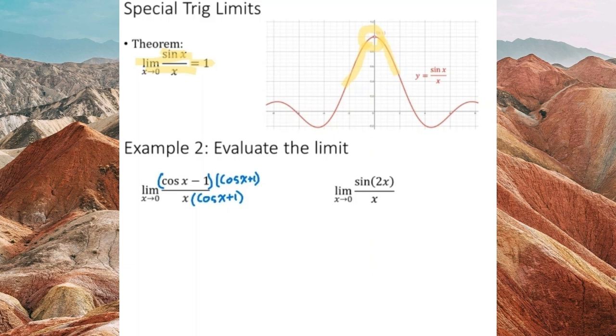When we FOIL the numerator, we get cosine squared x minus 1. As for the denominator, because I do want to try to cancel out the x, or at least be able to have x interact with sine in some way to use my special limit, I'm going to keep my denominator factored.